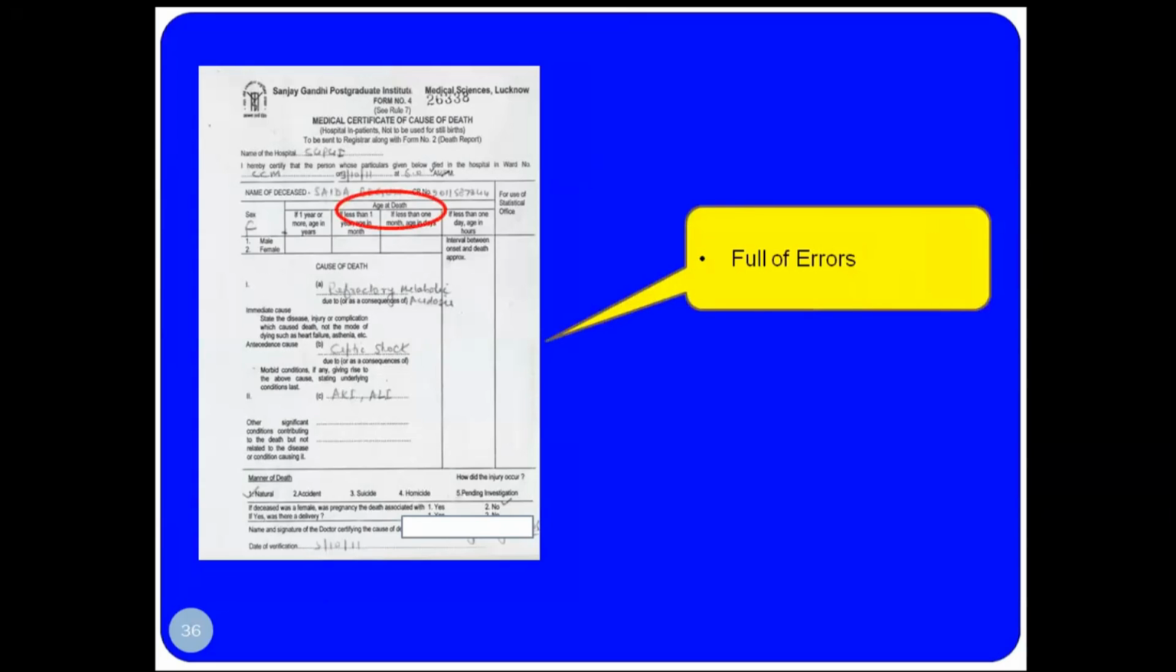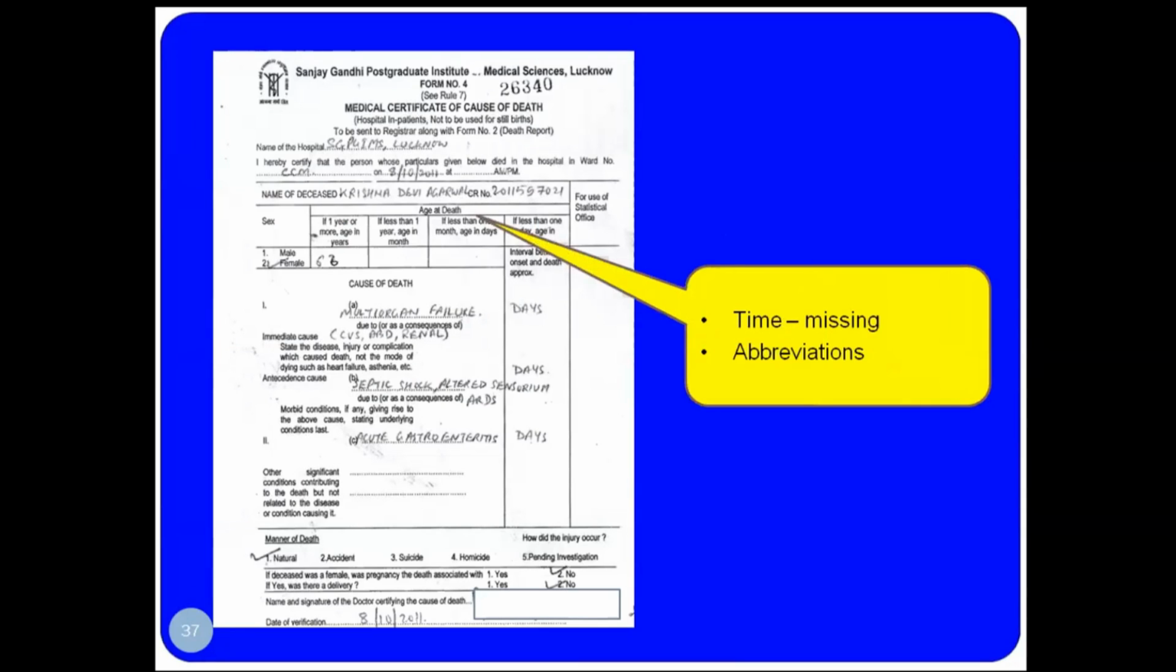Agreed, pH 6.9. But that is a physiological derangement, and physiological derangements are mechanisms of death. So they can never come as the immediate cause of death. Age has just been forgotten. Now here, time is missing. A lot of abbreviations are being used.